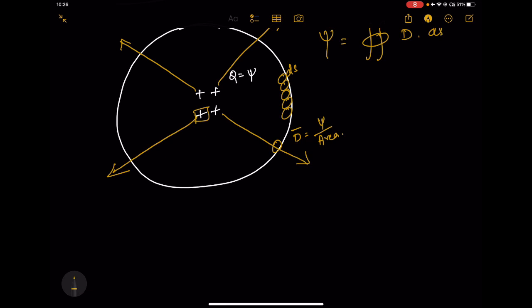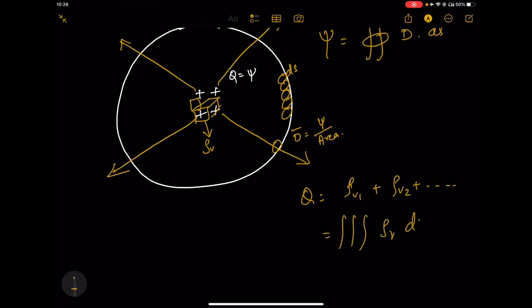Say if you take a small volume, the total charge inside the volume is small. If you distribute this into many volumes, for example, if you cut this total charge distributed in space into small volumes, dV1, dV2 like that, and in each volume the charge density available is rho v, then the total charge Q will be rho v1 dV1, rho v2 dV2 like that. You just have to keep adding it, or you can say that it is the integral of rho v dv, dx dy dz. So this is Q.